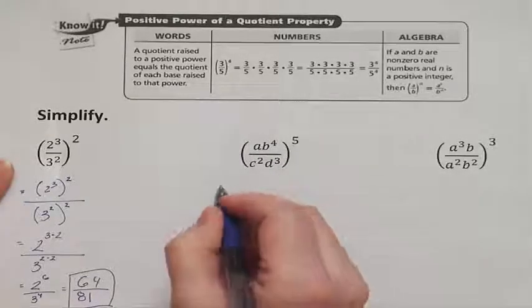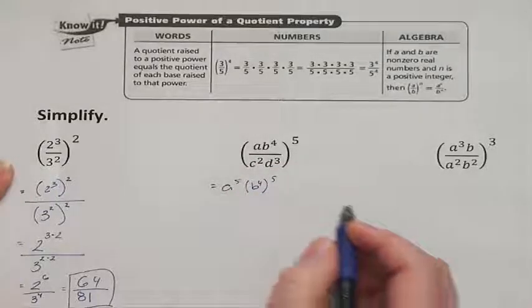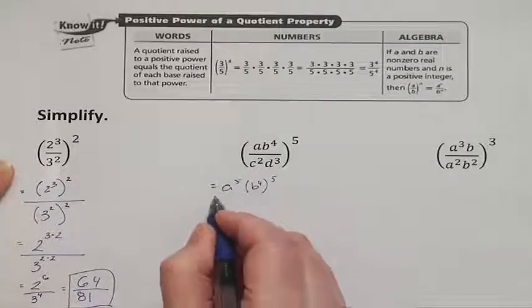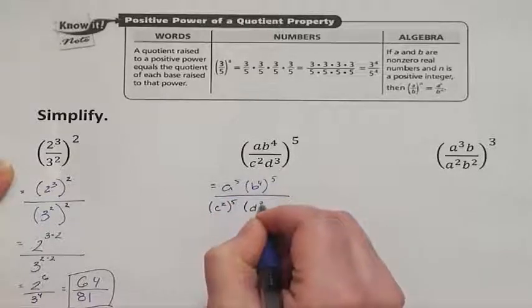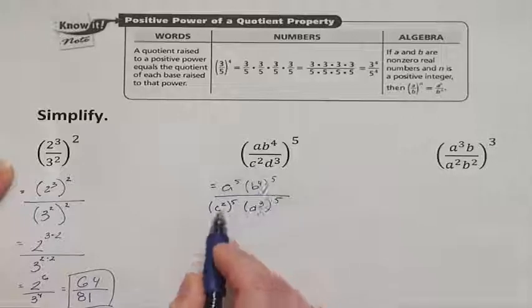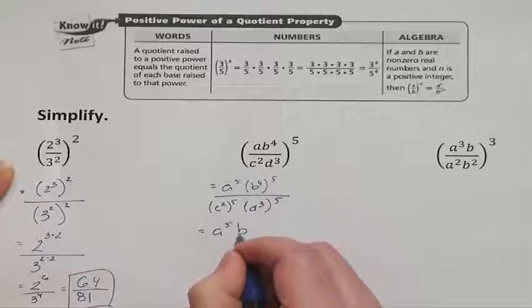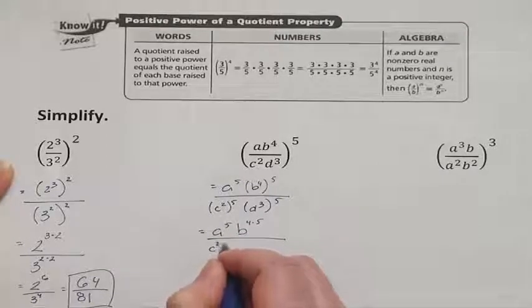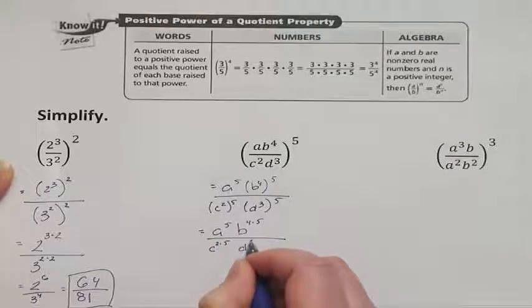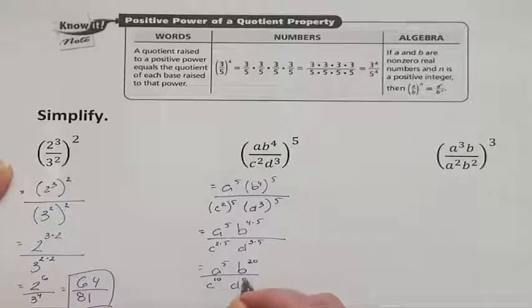Everybody in here gets raised to the 5th, so that A is raised to that 5th. That B to the 4th is going to be raised to that 5th. Everybody in the numerator got raised. Now looking at the denominator, that C to the 2nd needs to be raised. That D to the 3rd needs to be raised. Everybody in the denominator is going to get raised. So I end up having A to the 5th. This is B to the, I'm supposed to multiply those exponents. Denominator, supposed to multiply those exponents. So I have A to the 5th, B to the 20, C to the 10, and D to the 15.